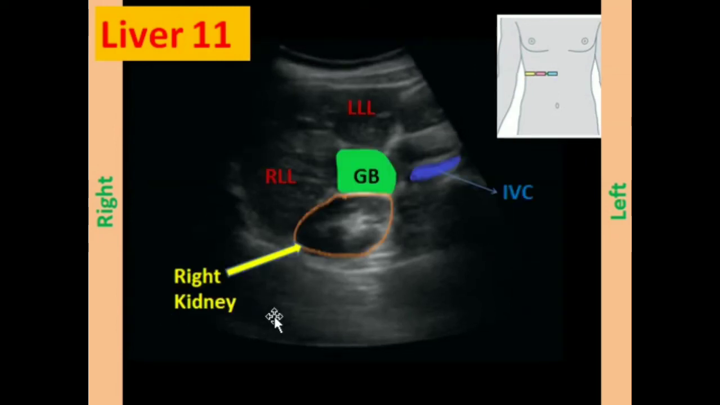This is the labeled one: the right kidney, GB, the left lobe of the liver, the right lobe of the liver, and that is the IVC.